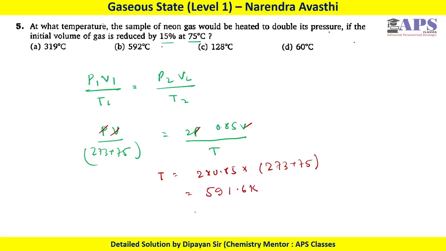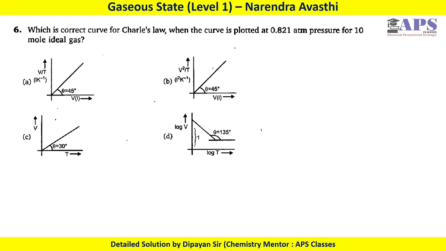Okay, which will give 591.6 Kelvin or 318.6 degrees centigrade. Okay, which is near to 319 degrees centigrade. So option A will be the correct option. Moving forward to question number 6.